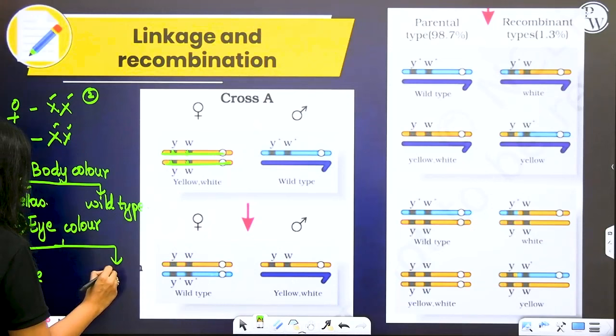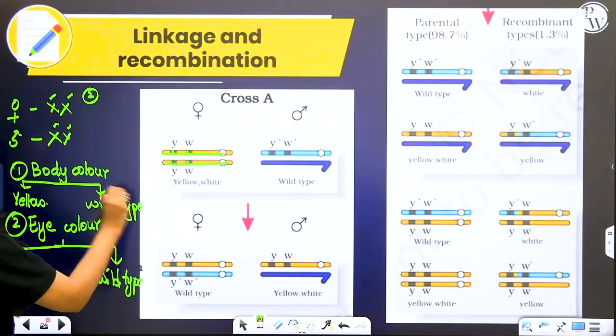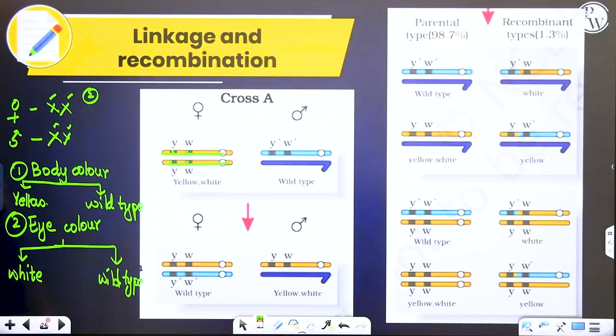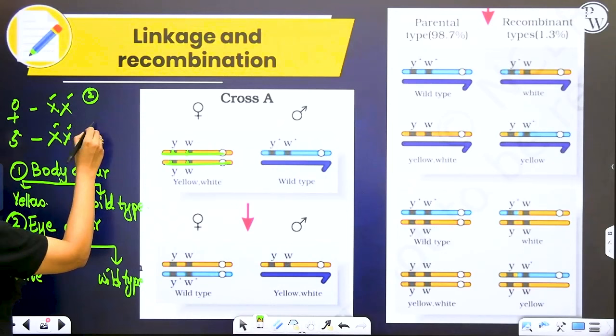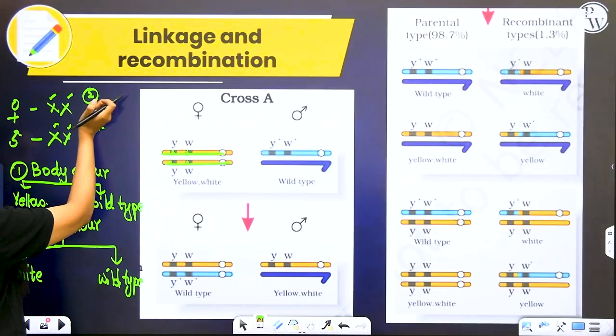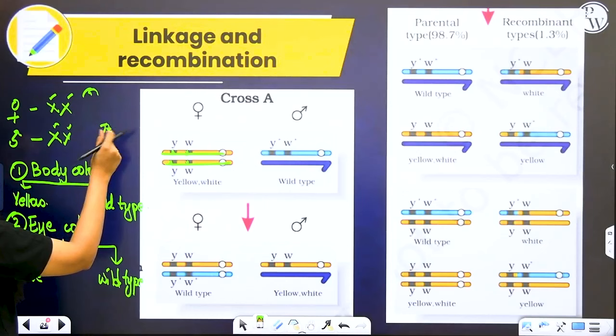Okay, so wild type is the unmutated, unmodified one. Whatever has been modified is the yellow and white. So over here, when you're representing it in the form of letters, how we did previously, whichever was dominant, you took that as capital. Whichever was recessive, you took it as lowercase, right? Capital T, small t, you took lowercase for recessive, capital T as dominant.